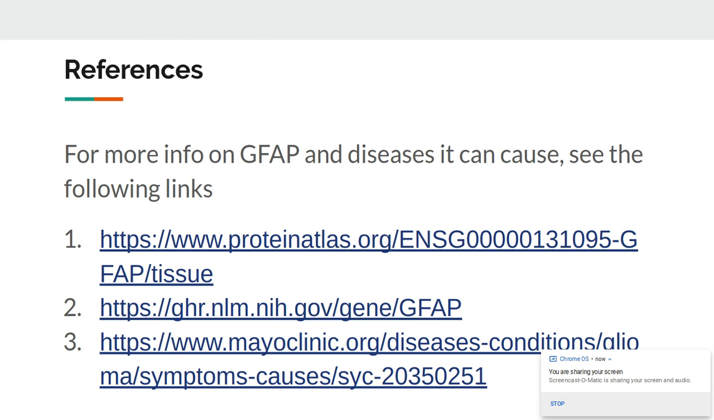The links below give a little bit more detail about GFAP and the diseases it causes, and also some of the functions of the protein itself.